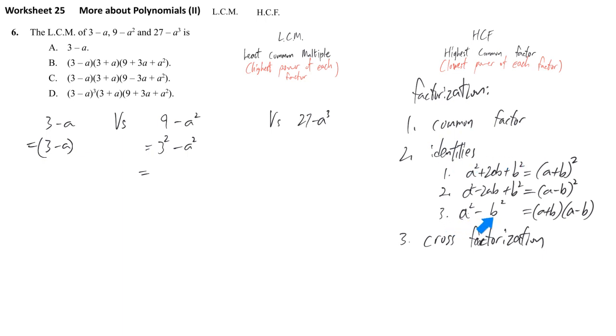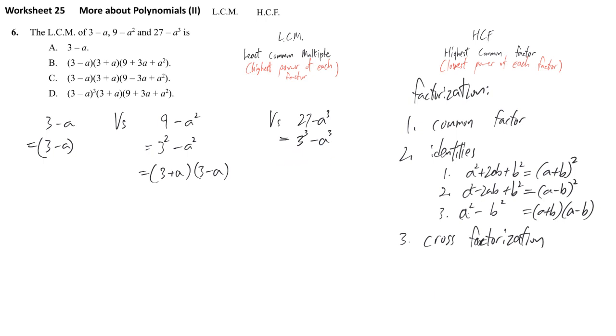And this is the format: something squared minus something squared. So we write something plus something, something minus something. In this case, the first item is 3, the second item is a. So 3 plus a, 3 minus a. And the last one is the most difficult one. 27, based on our practice before, we know 3 times 3 times 3 is equal to 27. So we should write it in the form 3 power 3 minus a power 3.